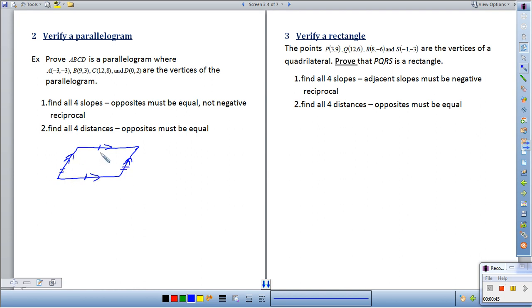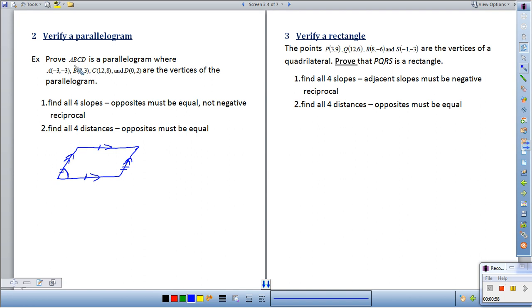Now, the one distinct feature that separates a parallelogram from a rectangle or a square is the fact that adjacent sides do not form a 90-degree angle. While the sum of all angles in this quadrilateral is still 360, adjacent sides are not perpendicular to one another. And because of that, it really helps us separate parallelograms from rectangles. So let's look at our examples.